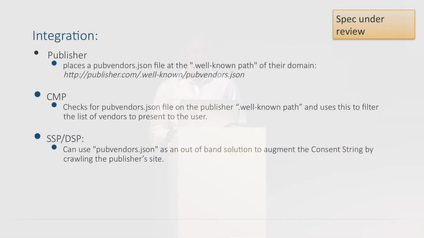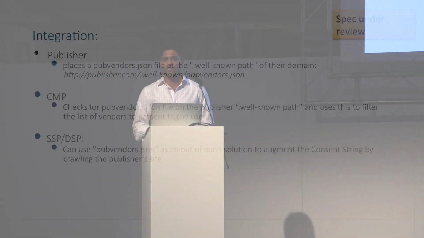And so the integration here is actually relatively straightforward. There's a specification that we've developed, which you'll see an example of in a second. The publisher effectively places the pubvendors.json file at a well-known path within the domain, and the consent management platform checks for the existence of that file in that path and uses that to filter the list of vendors which are presented to the user. Finally, SSPs and DSPs will use that file as an out-of-band solution to augment the consent string by crawling the publisher's sites. Again, this is for those vendors in the space largely an understood problem due to ads.txt, so hopefully not an undue burden from an infrastructure perspective.